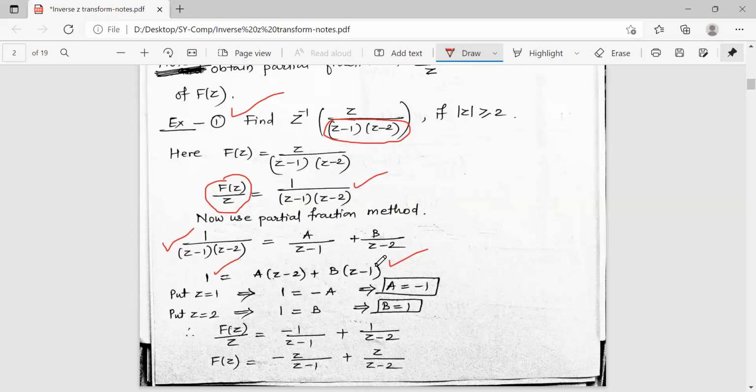Our purpose is to get the answers for a and b, so we need two equations in a and b. Here this is very easy. If I put z equal to 2, the coefficient of a becomes 0 and I will get the answer for b. Similarly, if I put z equal to 1 in the expression b into z minus 1, the coefficient of b will be 0 and I will get the answer for a. So this is what is done here.